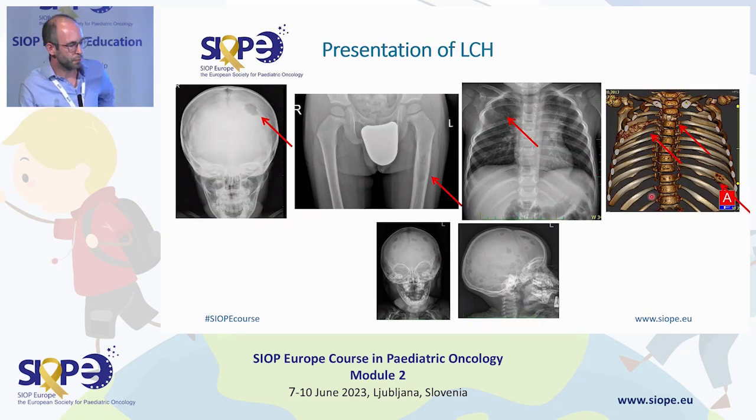And this is the presentation of LCH. Usually osteolytic lesions, usually on the vault of the skull, but it can affect almost every bone except the hands and feet. Here you can see that one vertebra is missing, and when we look at the CT, this is the involvement of a rib, but also of a vertebra, and here is another lesion. Sometimes these lesions can be so bizarre, as you can see in this patient at the bottom.